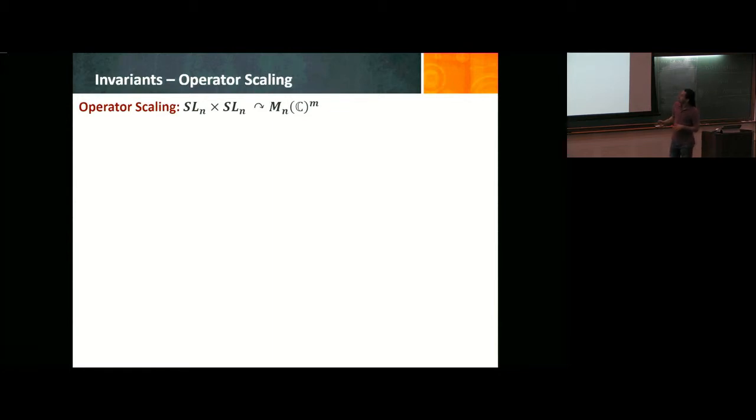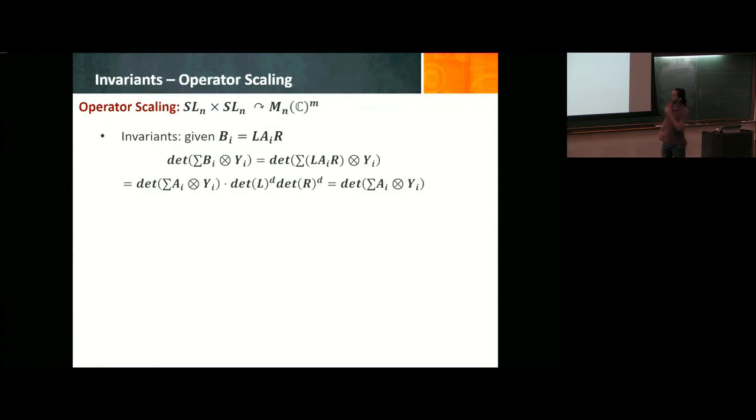So now, for operator scaling, remember, I have invertible matrices of determinant 1 that I multiply on the left and on the right. So here, what are the invariants?